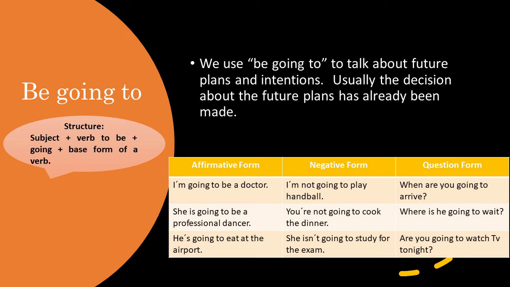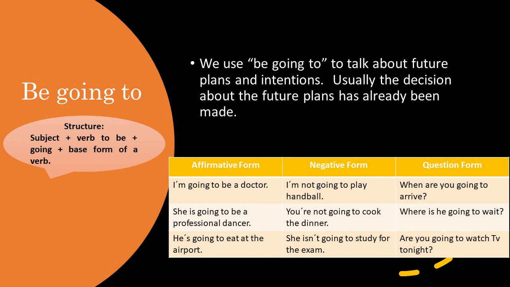So we have some examples here that say, in an affirmative form, I'm going to be a doctor, right? As you can see in this part, we have the subject, that is I, the verb to be, that is am, going to, the base form of the verb, that is, in this case, be, and the complement, in this case, a doctor, right? But this is in the future.